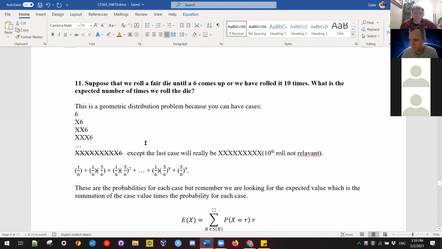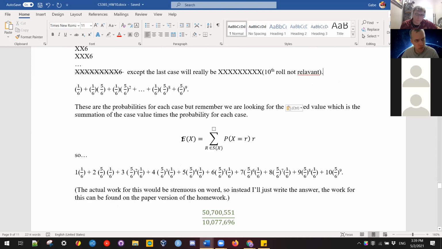And then for this one, suppose we roll a fair die until a 6 comes up, or we have rolled 10 times. What is the expected number of times you roll the die? So this is a geometric distribution. We're just going to keep going until we roll a 6. Except on the 10th roll, we're not doing this, because we're stopping once we have rolled 10 times. So if we're about to roll 10 times, we go, whoa, we're done. So the 6 is disregarded in that case.